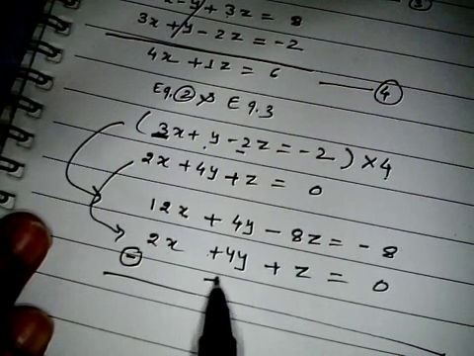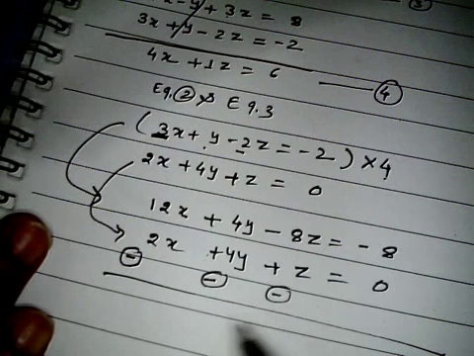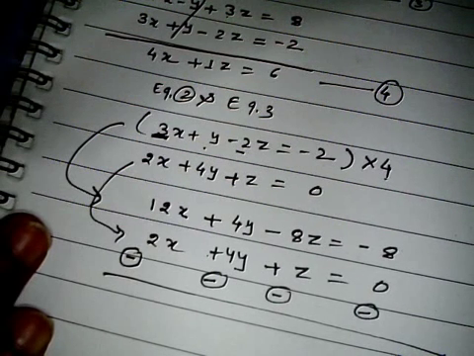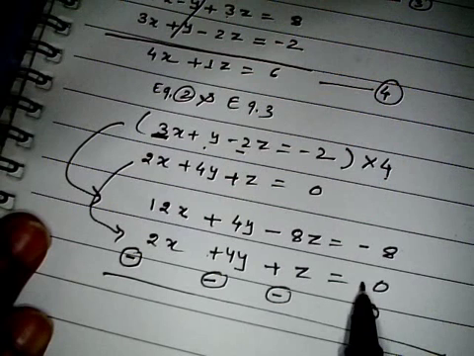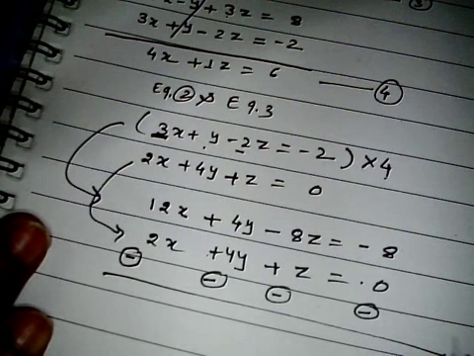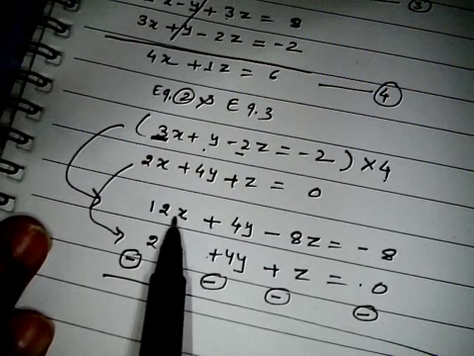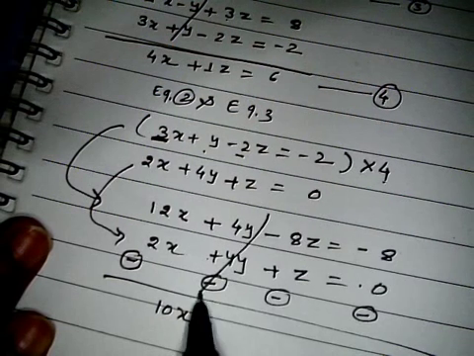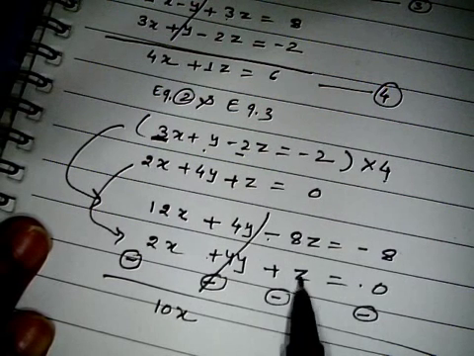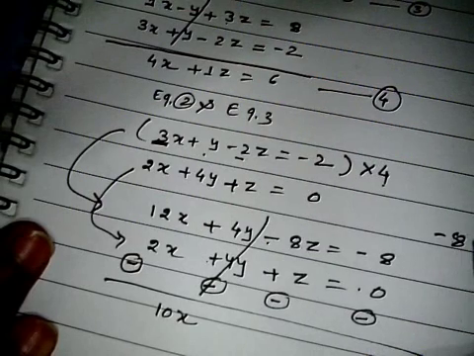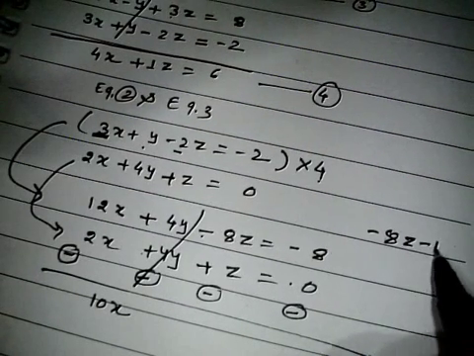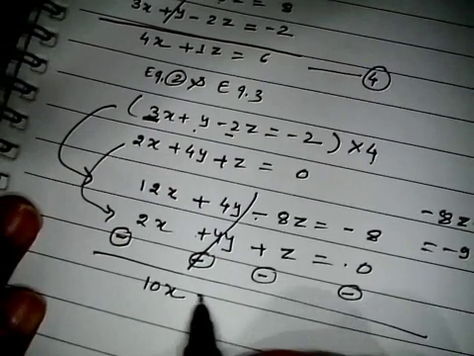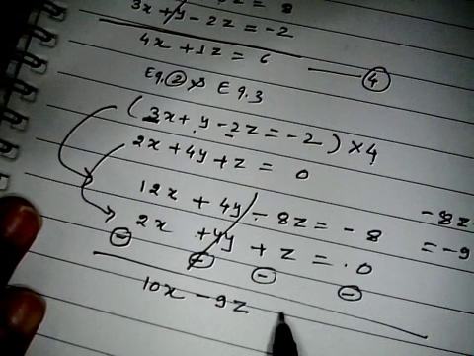This 0, whether with positive or negative, doesn't matter. But still you can't see any sign, it means it is positive, so I made it negative. Now 12x minus 2x, what is going to be 10x. The y cancels out. This is negative 8z and negative z, negative 8z minus 1z is going to be negative 9z, correct. So this is negative 9z is equal to negative 8, correct. Now this is your equation number 5.